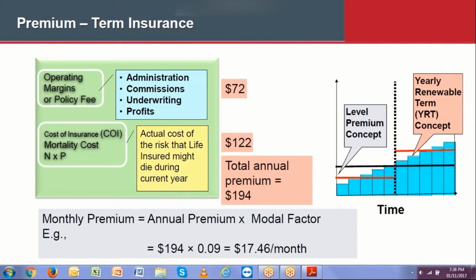So if the client dies within that time frame, then of course the policy will be paid out. At the end of that time frame, the policy will have expired. So if the client dies after the term expires, there is no coverage whatsoever. Okay. Essentially, there are two types of term policies.